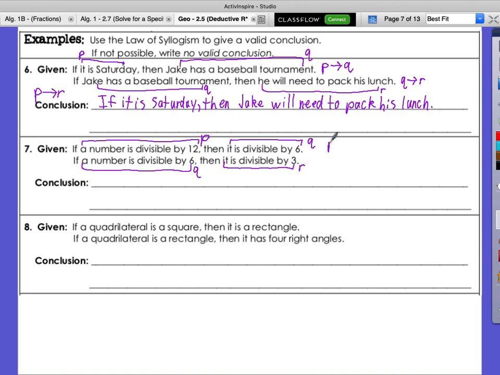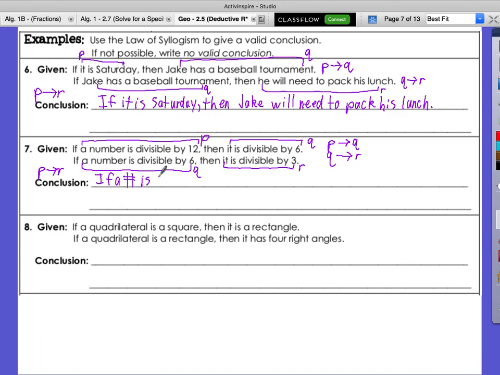So, we went on the first one, if P, then Q. On the second one, we went if Q, then R. So do we have those double Q's right next to each other there? Or diagonal from each other, excuse me? Yeah. So we're able to go straight from P to R. And can somebody raise your hand and tell me what I would write here then as my if P, then R? Okay, go Marissa. If the number is divisible by 12, then it is divisible by 3.